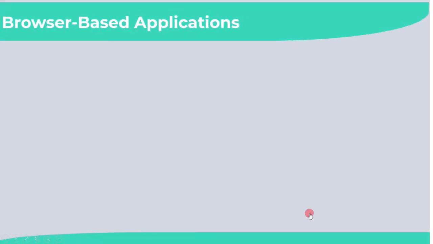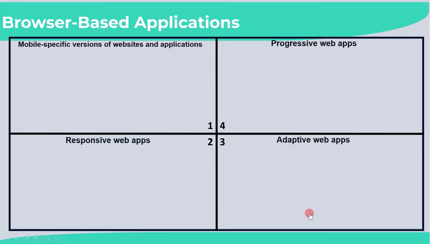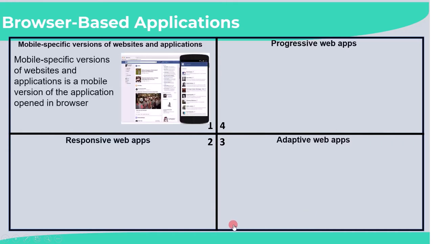The second type of mobile application is browser-based applications. There are four main ways in which mobile web applications are created: mobile-specific versions of websites and applications, responsive web apps, adaptive web apps, and progressive web apps. Here, a mobile-specific version of a website or application is a mobile version of the application opened in the browser, also known as m.sites. For example, facebook.com redirects to m.facebook.com when accessed from a mobile device.